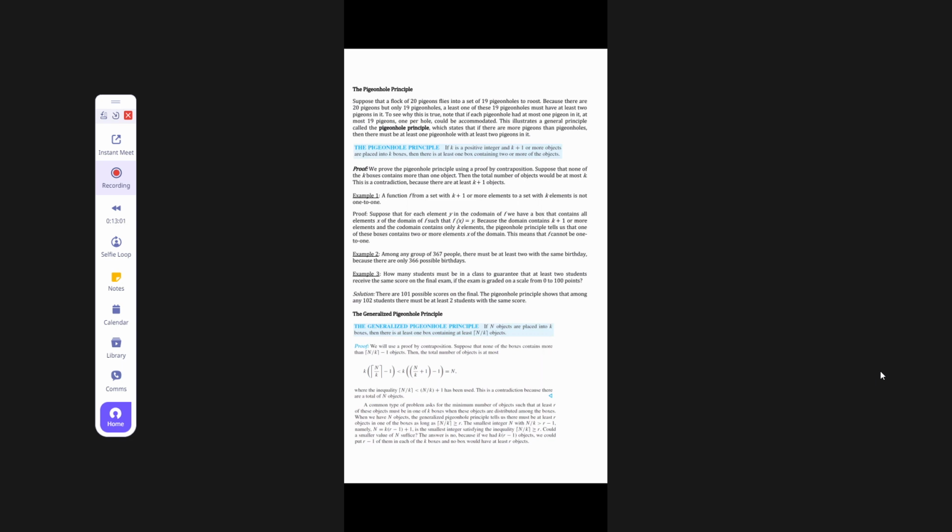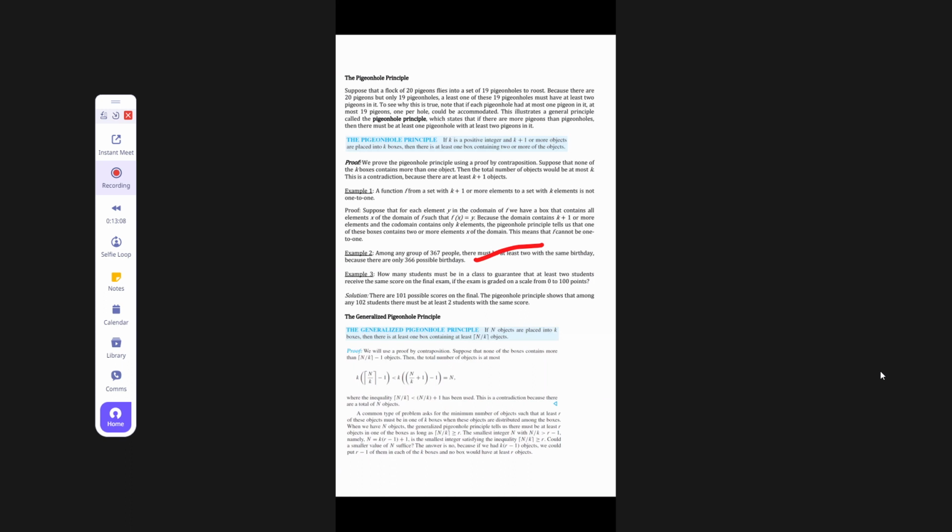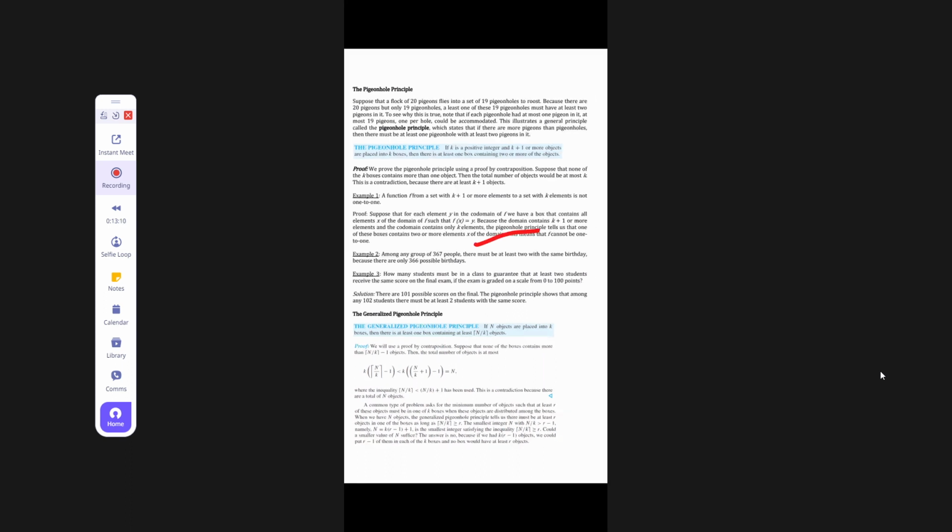I'll just show you quickly with the help of an example. Suppose we are looking at this question: among any group of 367 people, there must be at least 2 with the same birthday, assuming it to be a leap year.